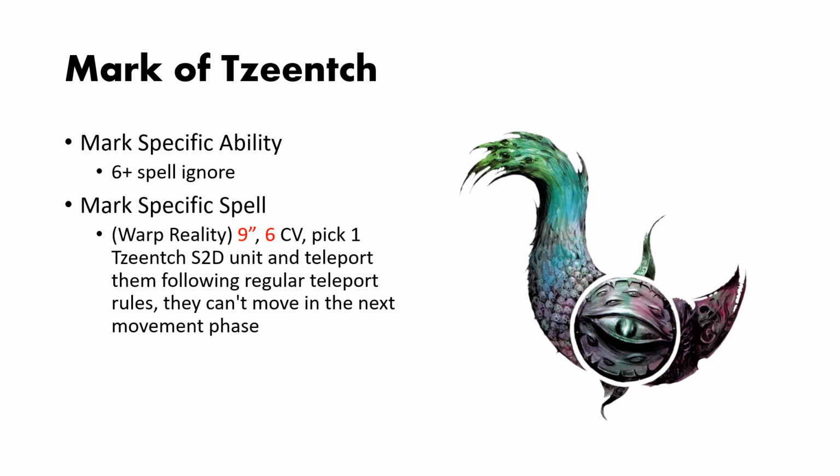It provides a passive 6-up spell ignore, which is powerful, but it is kind of relying on the luck of dice, which is very Tzeentchian. Instead of a specific command ability, Tzeentch marked heroes get Warp Reality, which is a spell, has a 9-inch range and a 6-up to cast.